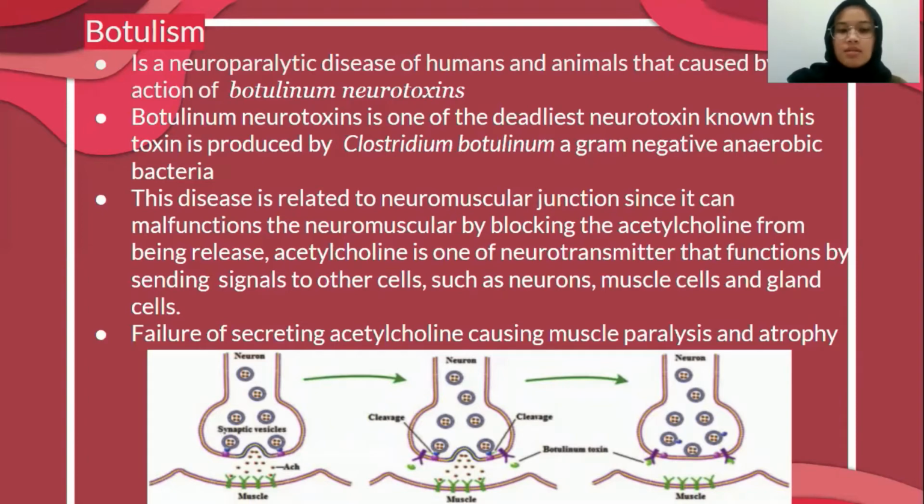So, this disease is related to the neuromuscular junction since it can cause the neuromuscular junction to malfunction by blocking acetylcholine from being released. Acetylcholine is a neurotransmitter that functions by sending signals to other cells, such as neurons, muscle cells, and gland cells. So the failure of secreting acetylcholine causes muscle paralysis and atrophy.